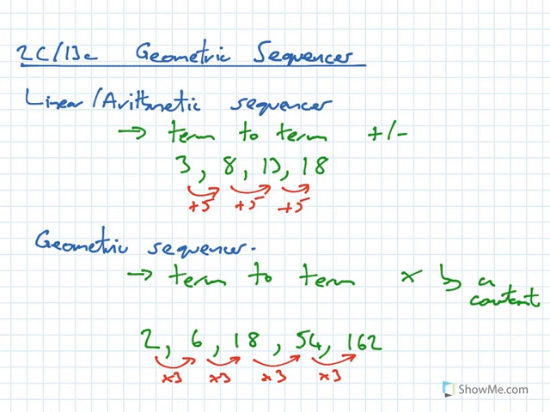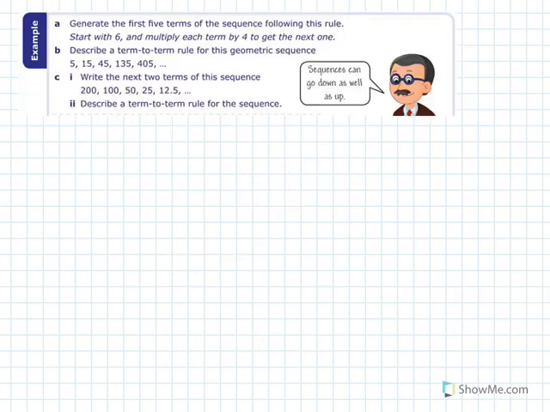So, let's have a look at an example of this, and then you can do some of the questions out of the book and see how you're getting on. Here's an example, it's the example which is in your book, but let's go through this together. It says generate the first 5 terms of the sequence following this rule. It says start with 6, so 6 is the first term, and then multiply each term by 4 to get to the next one. Can you just have a quick think about what those first few terms are? Just pause the video for a second and then come back to me when you've had a think about that.